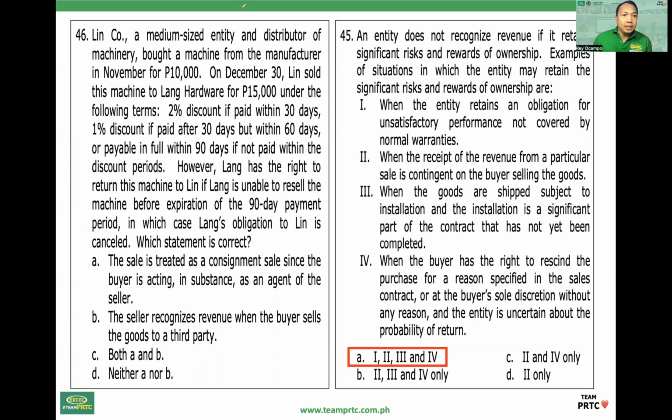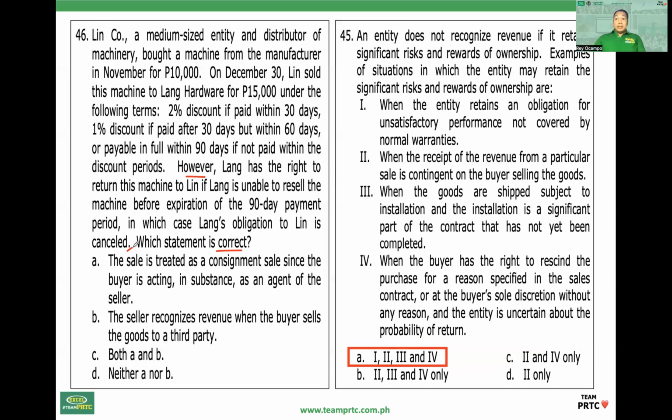46. The requirement: which statement is correct? Ito yung in relation to transfer of risks and rewards. Lean Company, a medium-sized entity and distributor of machinery, bought a machine from a manufacturer in November for 10,000. On December 30, Lean sold the machine to Lang for 15,000 under the following terms: 2/30, 1/60, N/90. Ito yung crucial dyan. However, Lang has the right to return this machine to Lean if Lang is unable to resell the machine before expiration of the 90-day payment period, in which case Lang's obligation to Lean is canceled.